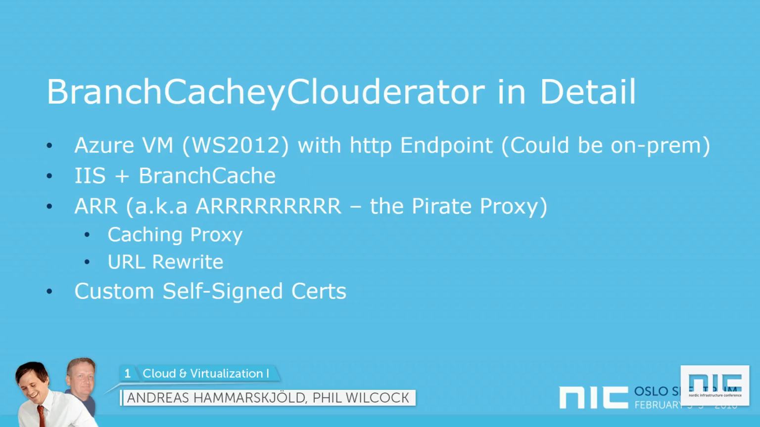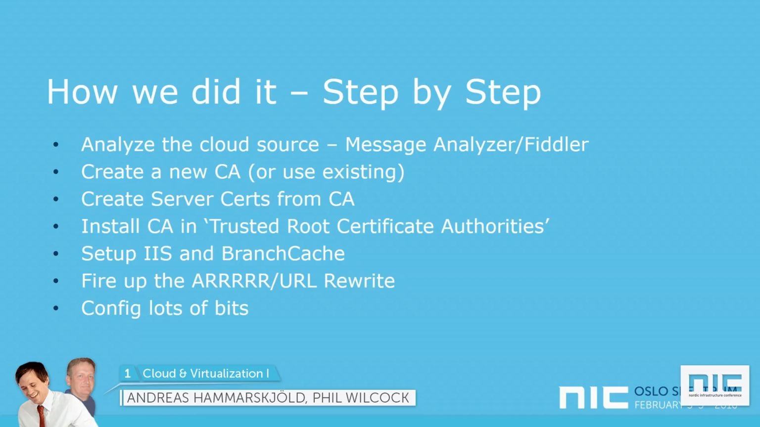You could use ARR to just do content caching without BranchCache, and then you would just have a local cache, kind of like a Squid proxy or any other kind of proxy. But we'll reply with the BranchCache data, so the client will be extending it out to do a local search.